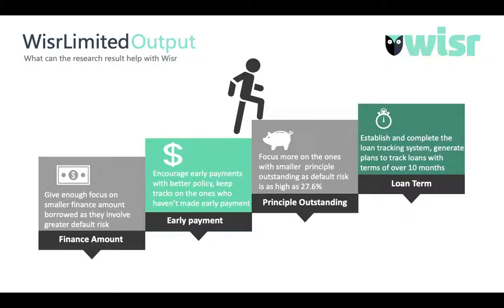To conclude, there are 4 key factors that we think are the most important to Visa's credit scoring system, which are finance amount, early payment, principal outstanding, and loan term. With finance amount and principal outstanding, surprisingly, our result shows that smaller amounts tend to have higher default rates. Thus, instead of only focusing on larger loans, smaller loans should also raise enough concerns. Moreover, according to the research, people who made early payments are less likely to default. There should be a rewarding system in Visa.